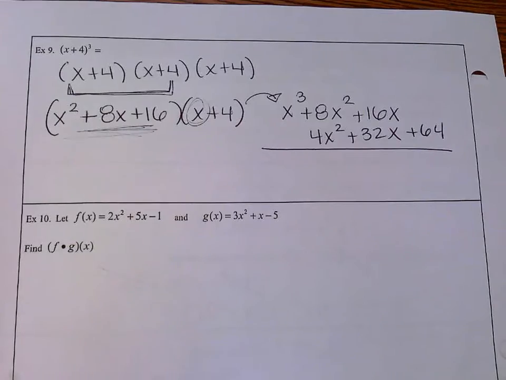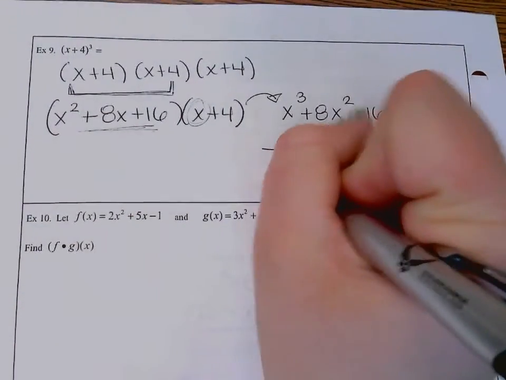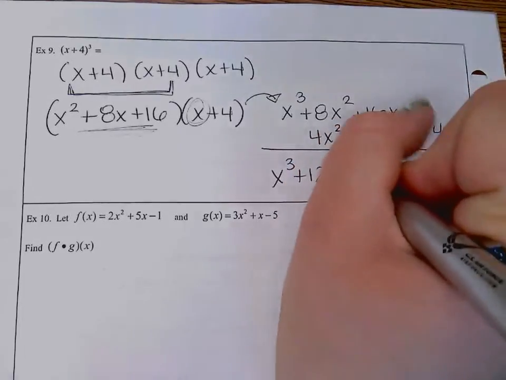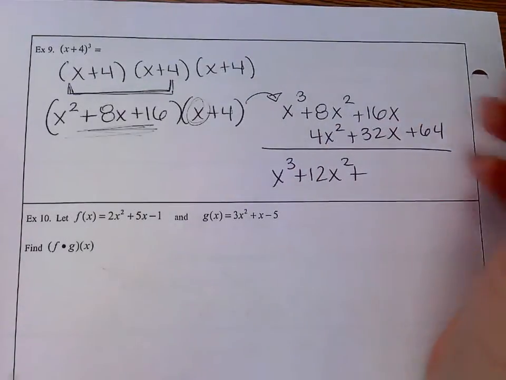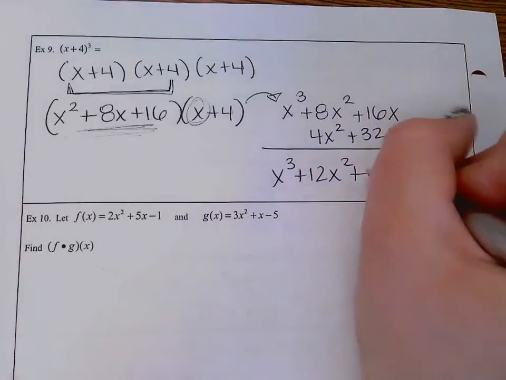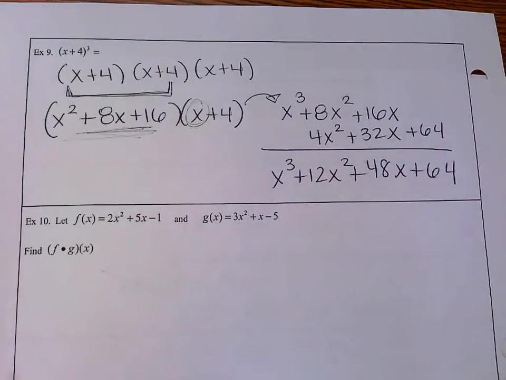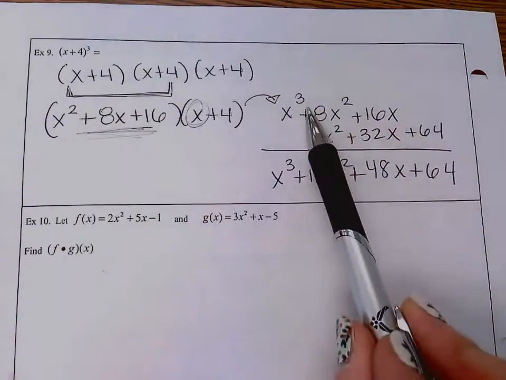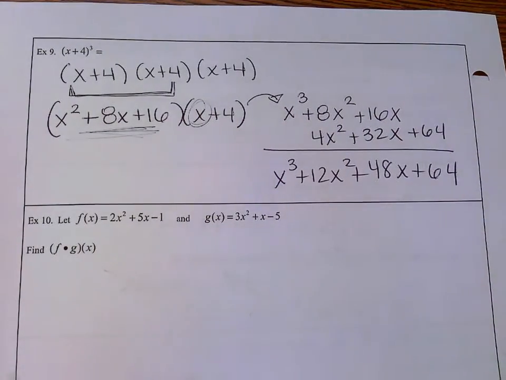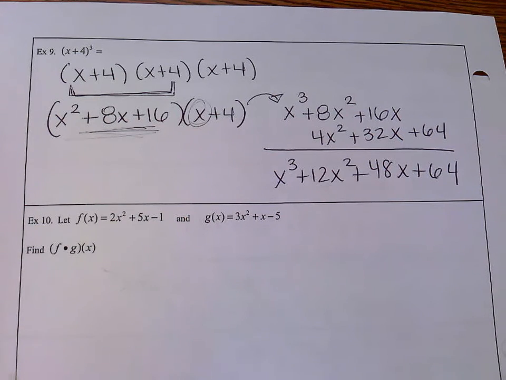It's basically just another way of doing the box method without writing out a box. X cubed plus 12x squared plus 48x plus 64. I get the same results, but if you like kind of writing it out like the distributive property, or if you like organizing it in the box method, however you can keep track, it's a lot of numbers to keep track of. Okay?